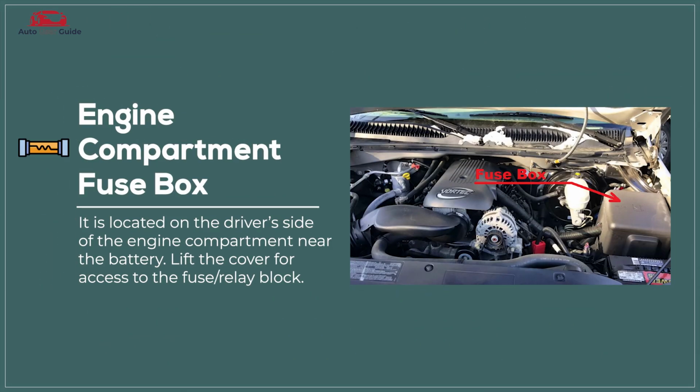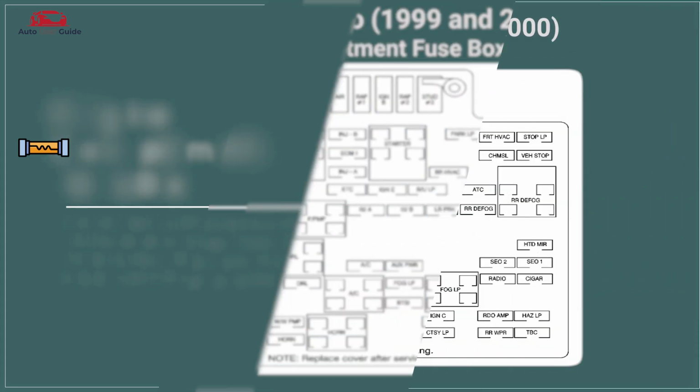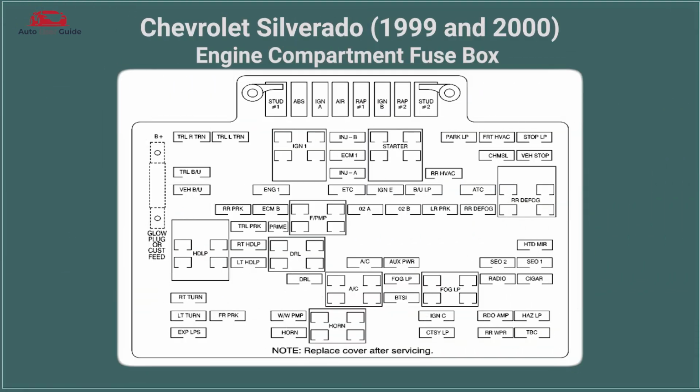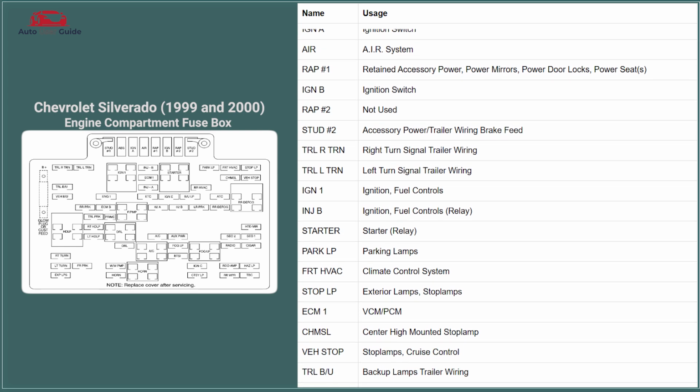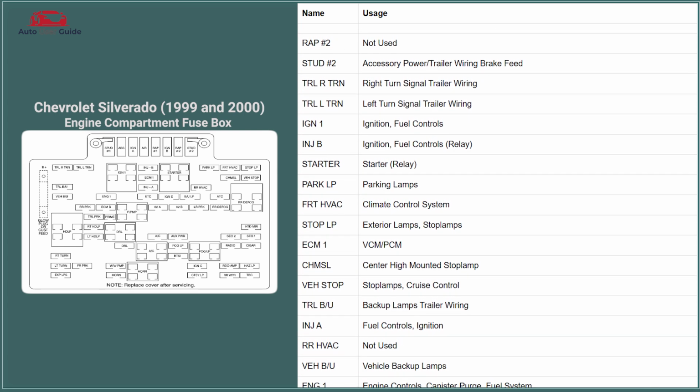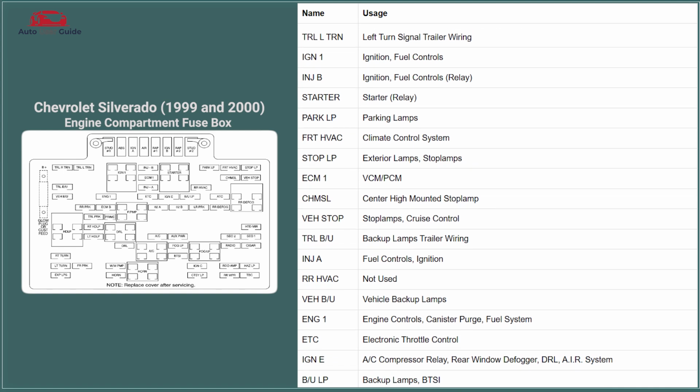Engine compartment fuse box. The engine compartment fuse box in the 1999 and 2000 Chevrolet Silverado protects and distributes power to major engine-related systems like the ABS, fuel pump, ignition, and cooling fans.